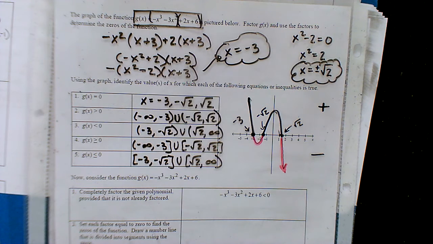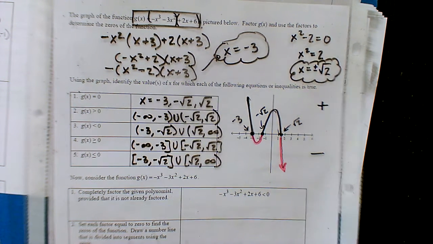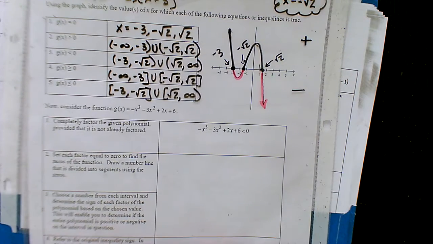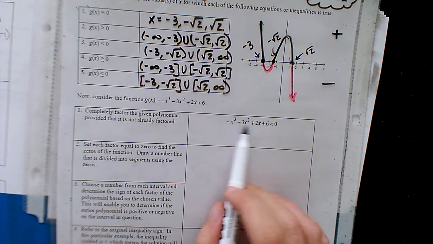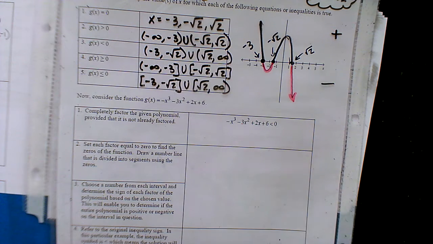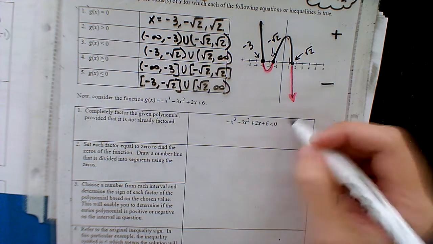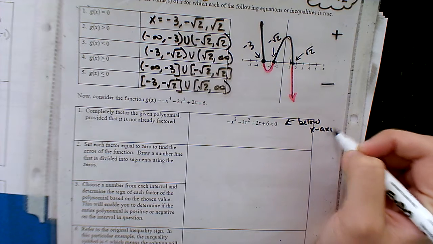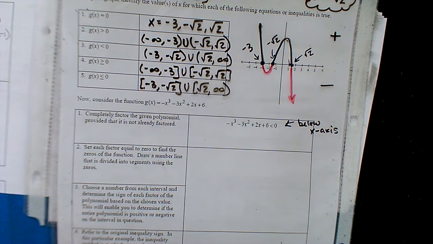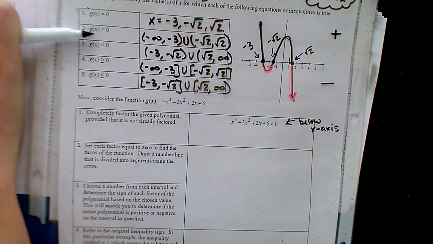Let's see if we can get the same result by hand. We're going to pretend for a moment that the graph is not there. So if you take a look at our question here, we want to figure out where this equation, which happens to be the same as above, is less than 0, aka below the x-axis. So our result should look exactly like number 2. We're hoping that we can get that.